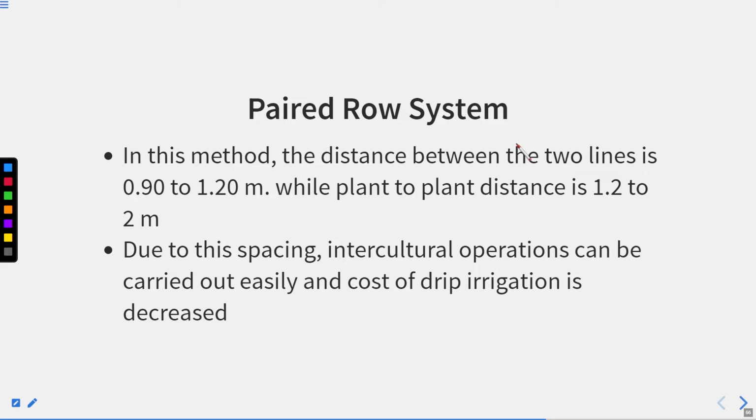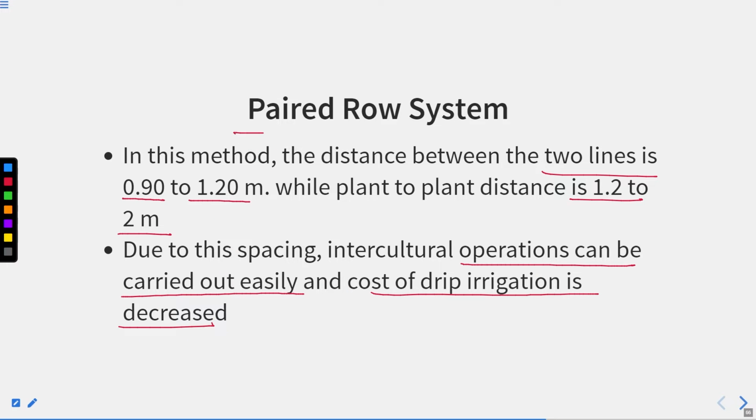So in this method, the distance between the two lines is 0.90 to 1.20 meter, while the plant to plant distance is 1.2 to 2 meter. So due to this spacing, intercultural operations can be carried out easily, and the cost of the drip irrigation is also decreased. This is for the paired row system.